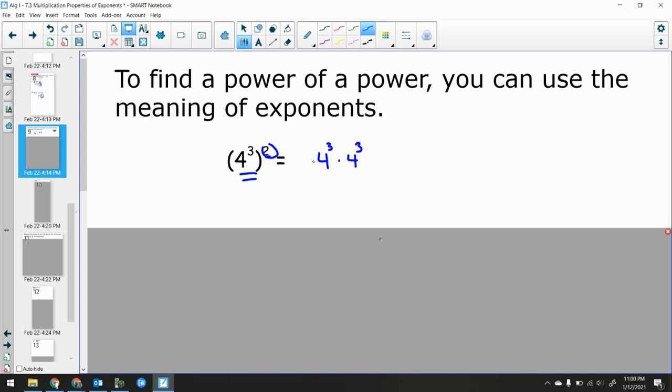And how do I raise something to the power of 2? I can just rewrite it that many times, right? This is the number of times of repeated multiplication. So it's 4 to the third times 4 to the third. And this is multiplication, so I can take the base raised to the 6th power. 3 plus 3 is 6.